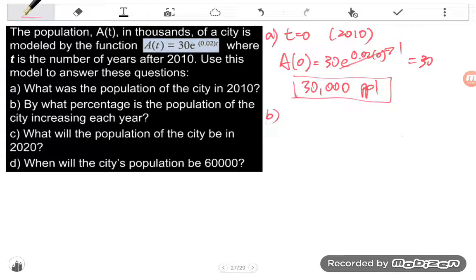All right, for part B, let's see what we have to do. What percentage is the population of the city increasing every year? So now I know that when my t is equal to 0, I had 30,000 people.